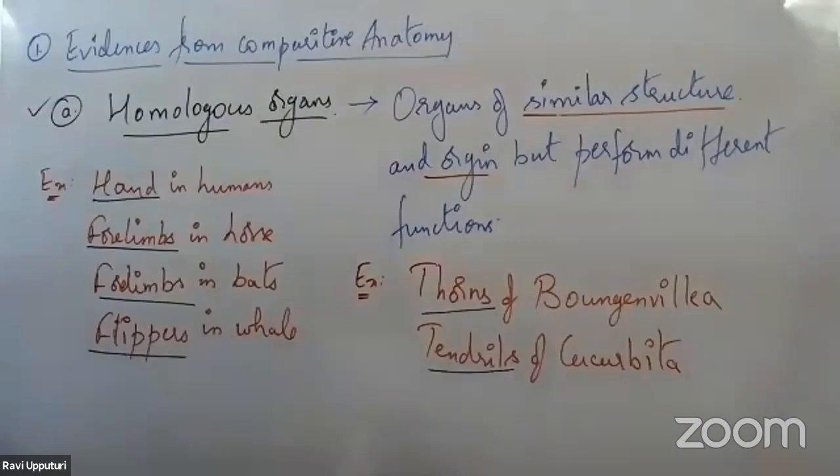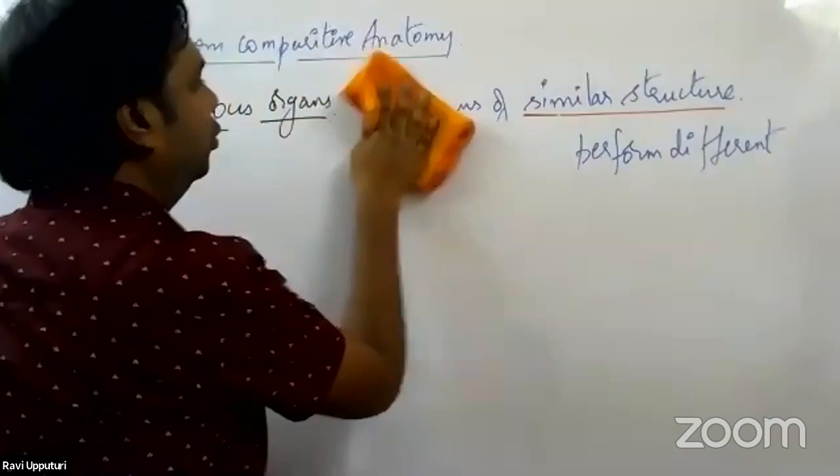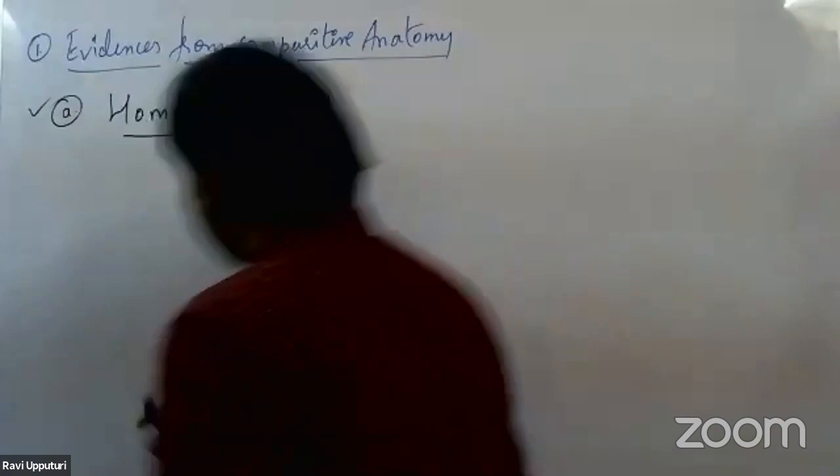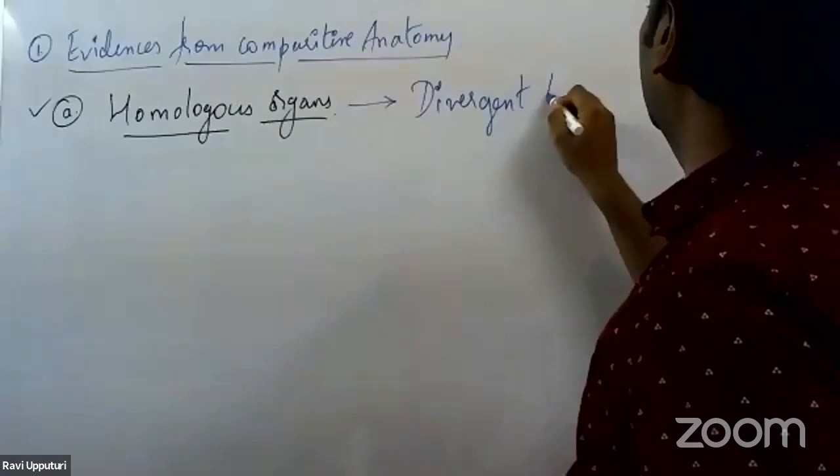Now let us get into some more details about homologous organs, right? I'm erasing the examples here, right? Now, homologous organs would lead to a type of evolution which is called as divergent evolution, right? So homologous organs would lead to, this is important, what we need to remember: homologous organs would lead to something called as divergent evolution, right? It would lead to divergent evolution.